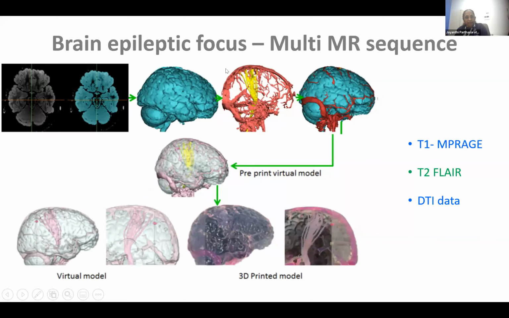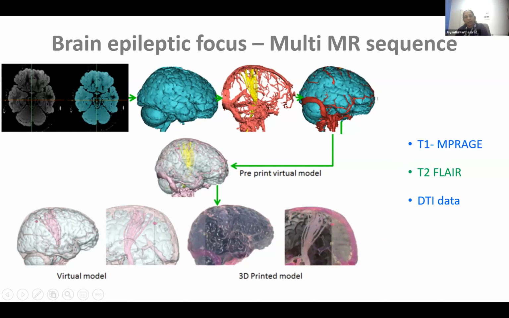This is again a multi-sequence MR. We have a strong surgical epilepsy team here, where we take multi-sequences of MR. We use the MPRAGE for getting the brain structure, we use the FLAIR for getting that tumor. Here, this is such a tiny little lesion, and they needed to know how they're going to reach here. So this was again my very first case we did.